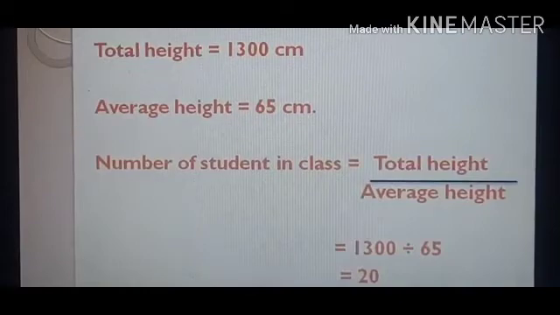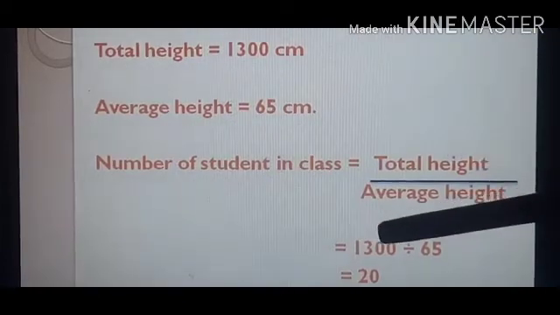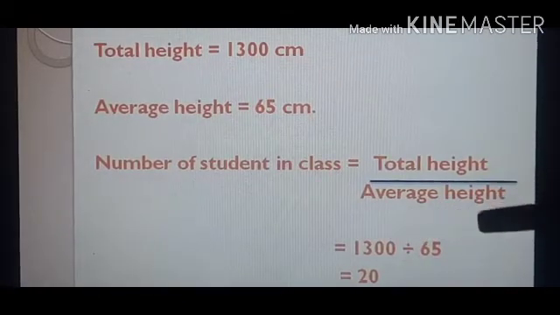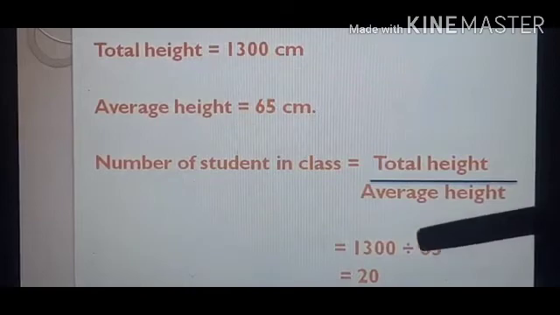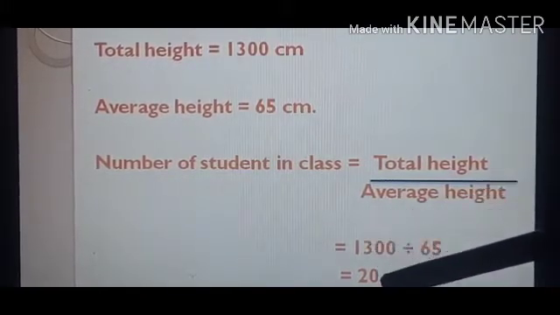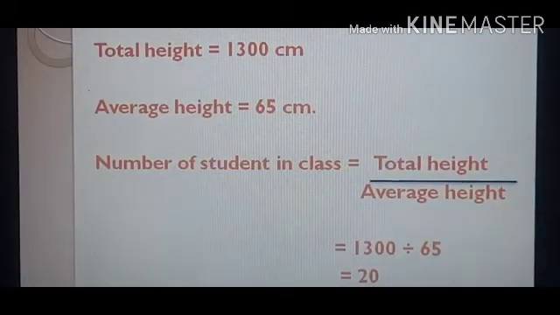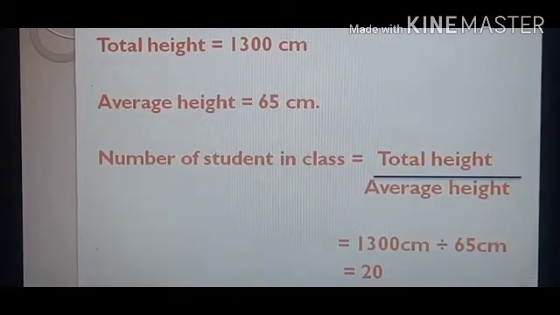All the questions are based on the given formula. Total height 1300 centimeter divided by average height 65 centimeter. 1300 divided by 65, 65 2s are 130, 65 zeros are 0. So the total number of students there are 20.